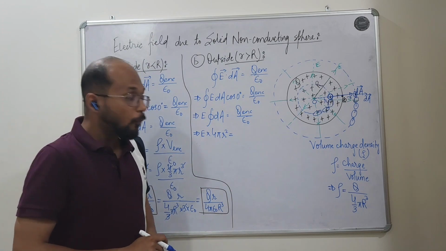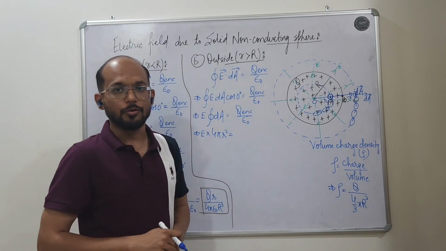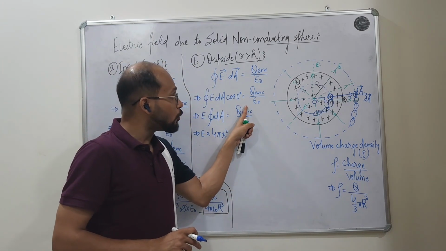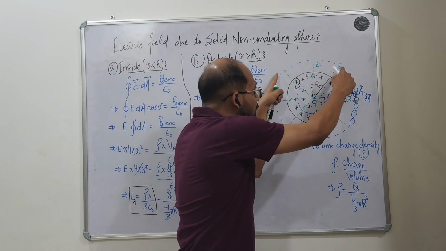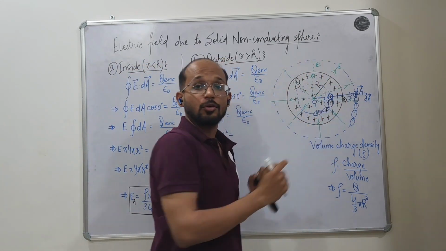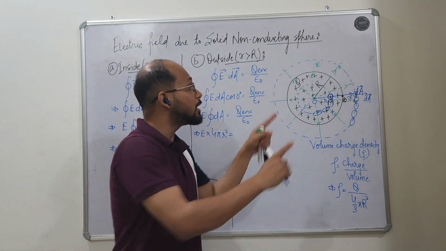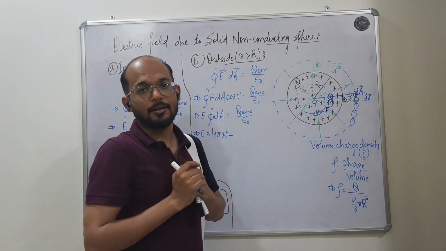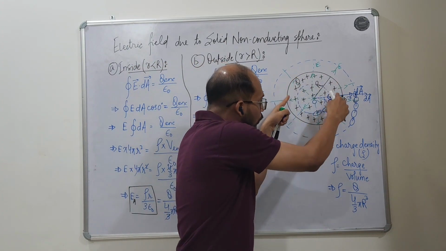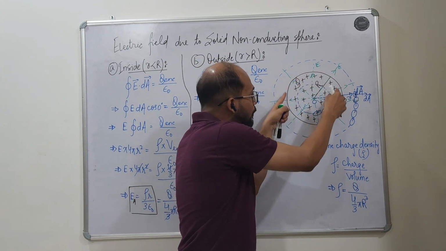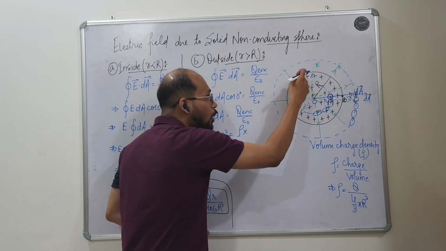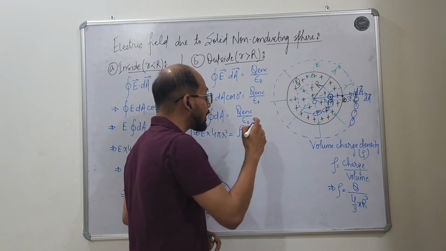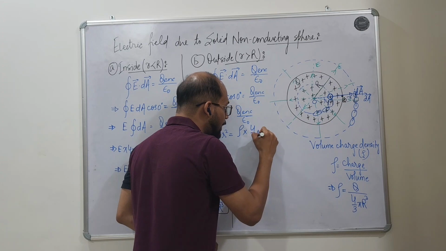Now this time, what will be the value of Q enclosed? Now we know that Q enclosed is the total charge enclosed within the Gaussian surface. This outer one is the Gaussian surface, and the total charge enclosed within this Gaussian surface is over this volume only. This volume of sphere having radius capital R. So we will write it as rho into volume of this sphere of radius capital R. That will be 4 by 3 pi R cube.